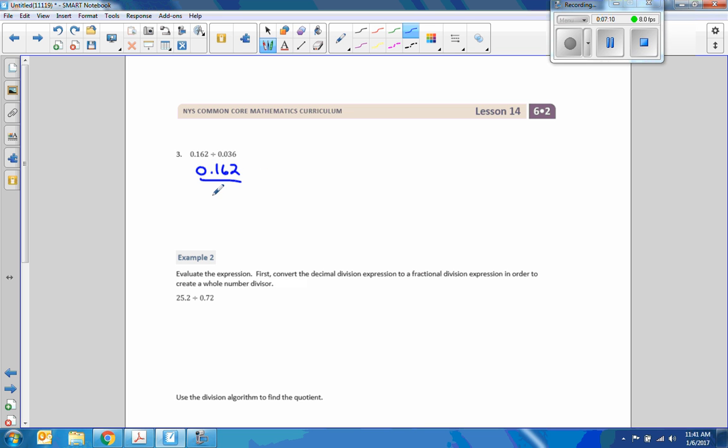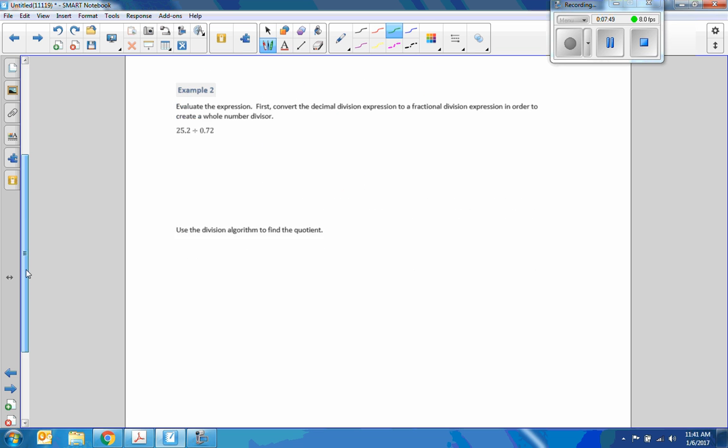0.162 divided by 0.036. There are 3 decimal places, so 3 zeros. We are going to multiply this by 1,000. When I do that, it will move the decimal 3 places and give me 162 in the numerator, and move this 3 decimal places and give me 36 in the denominator. So my answer is 162 divided by 36. Okay? Moving along. Example 2.